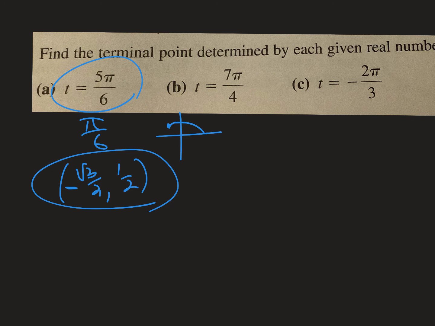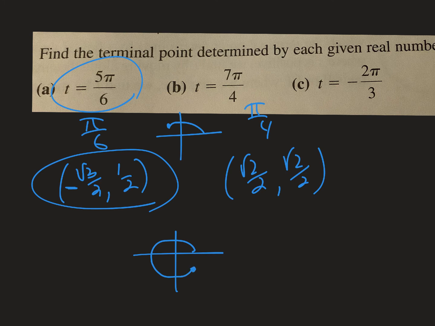Part B, again, is π/4. So I'm just going to drop the top number, make it π/4. That's the reference number. All the π/4s are square root of 2 over 2 and square root of 2 over 2. 7π/4 would be almost a 2 pi, like it's right there, which is quadrant 4. In quadrant 4, the x is positive, the y is negative, so there you go.